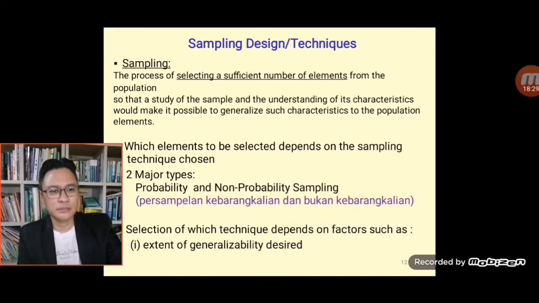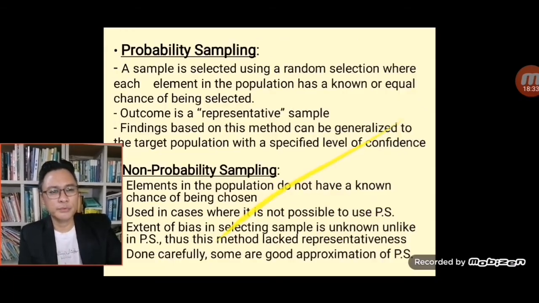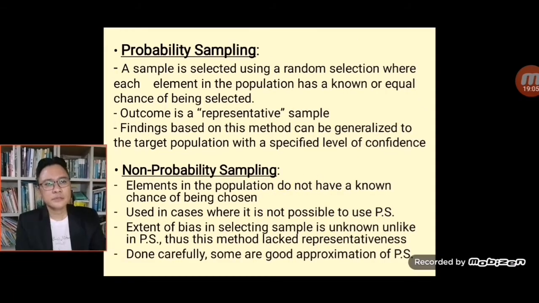Alright, okay. So kita nak tengok go to the detail of the probability and non-probability. If you look here, outcome is a representative sample. Finding based on this method can be generalized to the target population with specified level of confidence. If you do conduct a study by using probability sampling here in Malaysia, then someone from Australia can replicate your methodology. Okay, yang tu macam tu, maknanya dia boleh generalize, dia boleh diumumkan.